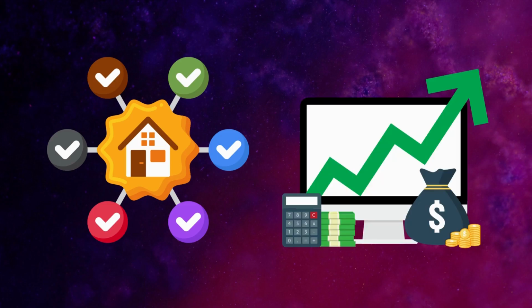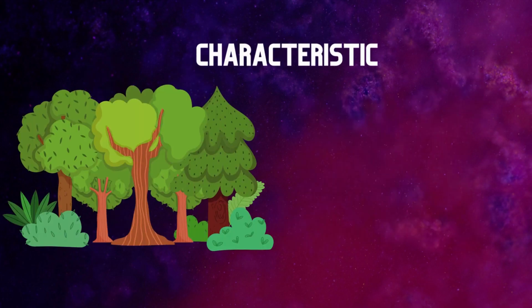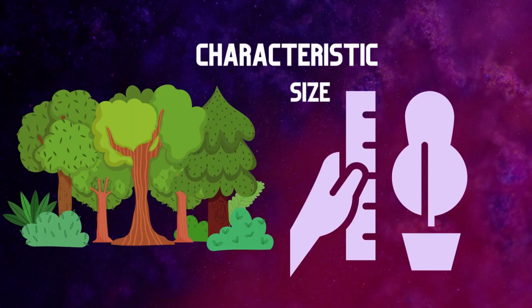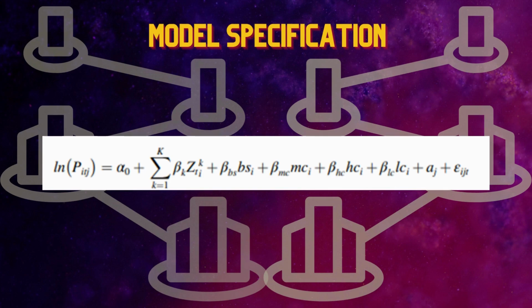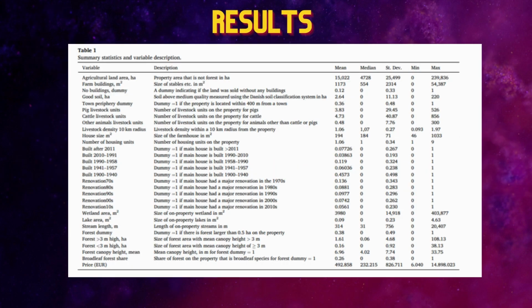It considers that both the amenity values and the production values depend on the forest characteristics, and describes the forest by its size, its mean canopy height, and the share of broadleaf trees. For the specifications of the model used, shown in the figure below. And the results for this case study shown as below.